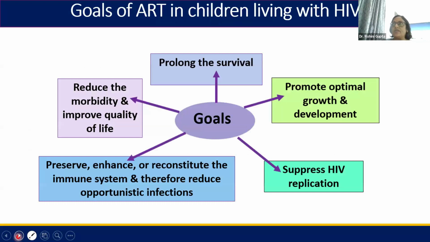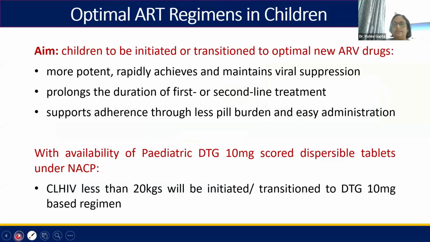So let's go ahead. What is the difference between the goals which we have of ART between adults and children? So the most important goal, which is different, which is not there in adults, is that we need to not only cause viral suppression by the optimal ART regimens, but we must promote optimal growth and development of the child so that the child grows as his or her peers, that is, for their age, they grow and develop properly.